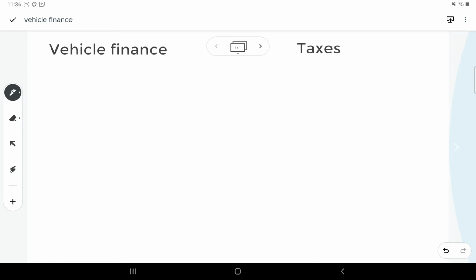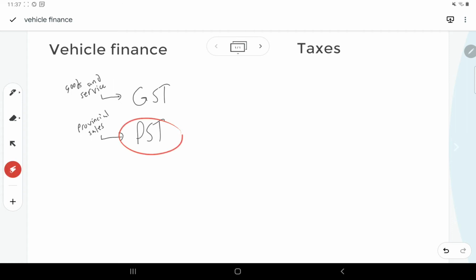In Manitoba, when you're talking about cars, you've got two taxes to contend with, and that's the GST and the PST. The GST is your goods and service tax. That is a federal tax, so you pay that anywhere in Canada. And then there's the PST, which is the provincial sales tax. You should guess that one is provincial. That's in Manitoba. Not every province has this.